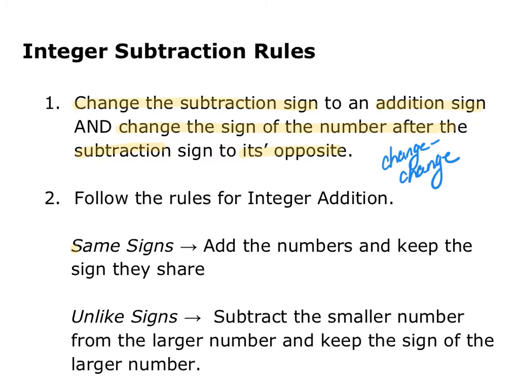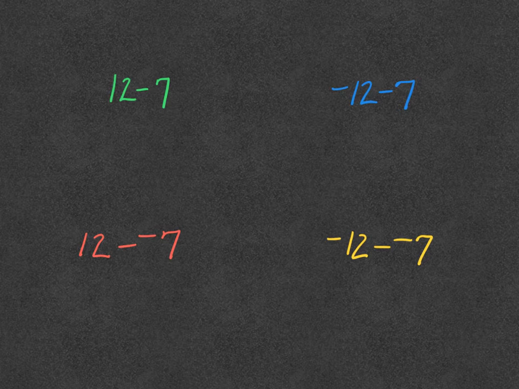So if we have same signs, we're going to add the numbers and keep the sign they share. And if they're unlike signs, we're going to subtract the smaller number from the larger number and keep the sign of the larger number. So we've already done these rules when we did integer addition. The only difference for subtraction is we have to do change, change, or step number one. Okay, let's look at some examples.